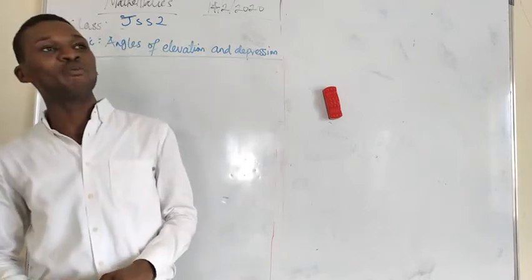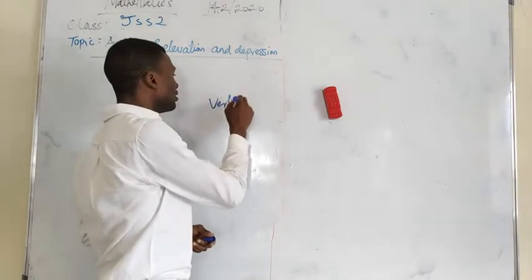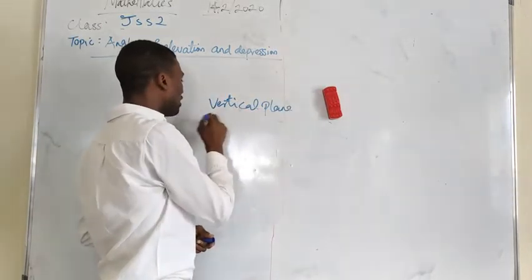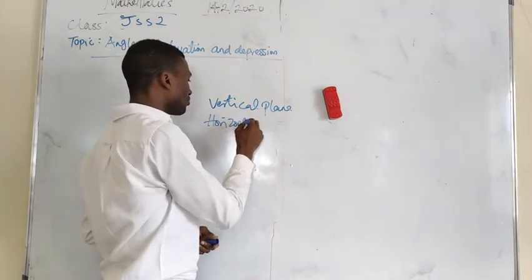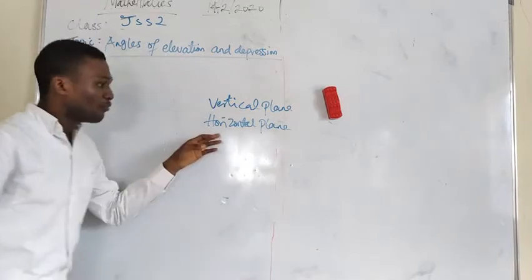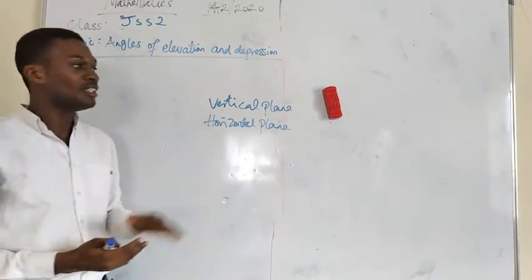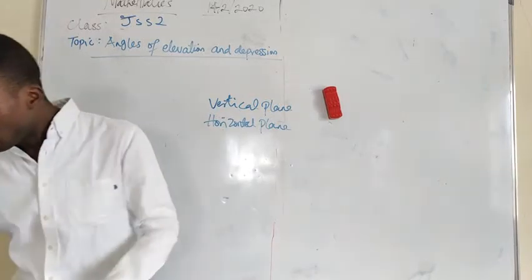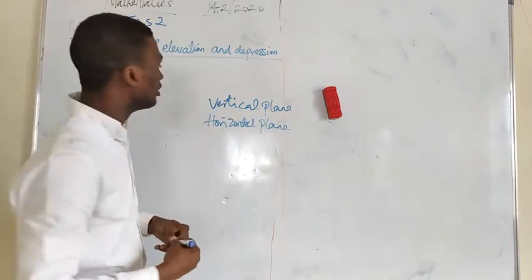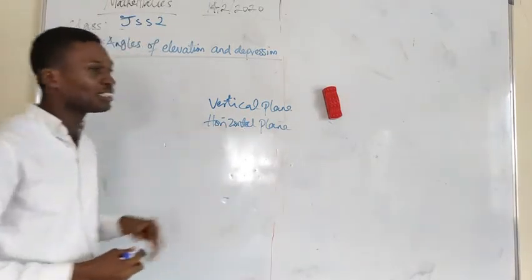We have two types of plane. We have the vertical plane and the horizontal plane. For the horizontal plane, it is formed parallel to the flat surface. The horizontal plane is any plane that is parallel to the surface of the ground.